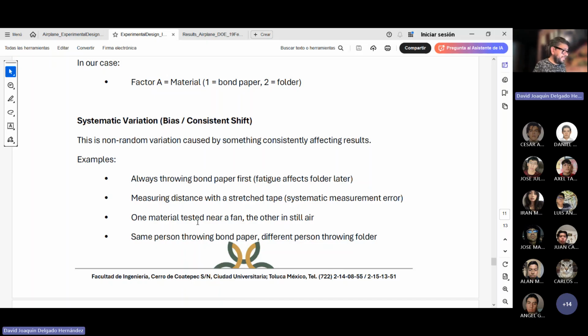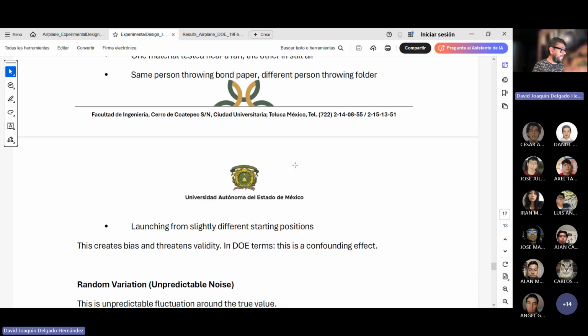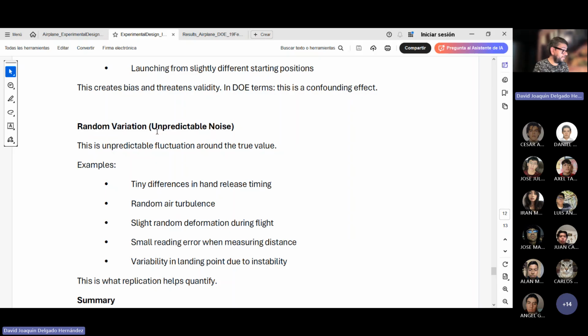One material tested near a fan. If you have a fan, you throw the airplane, and this is going to have an impact on the distance, right? Because it is creating more air. And the same person throwing bond paper and a different person throwing folder. This is systematic variation. And finally, the random variation, a tiny difference in hand release timing.